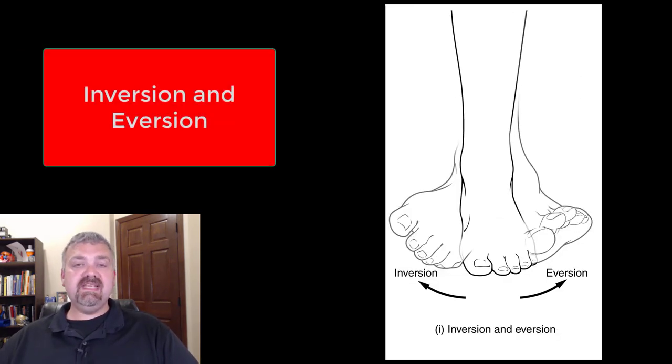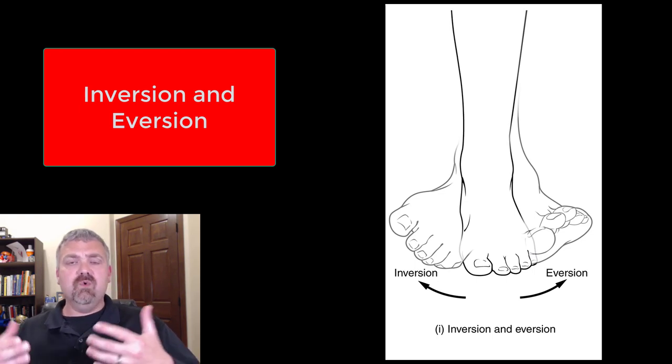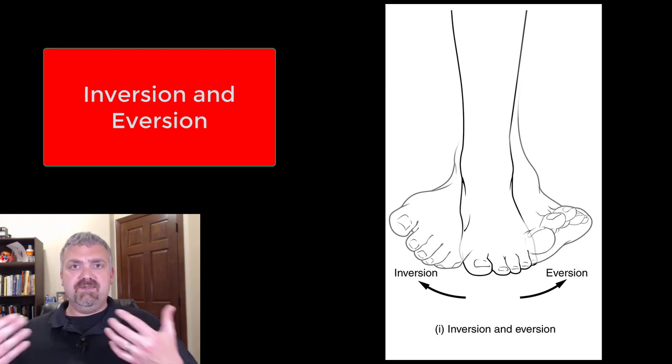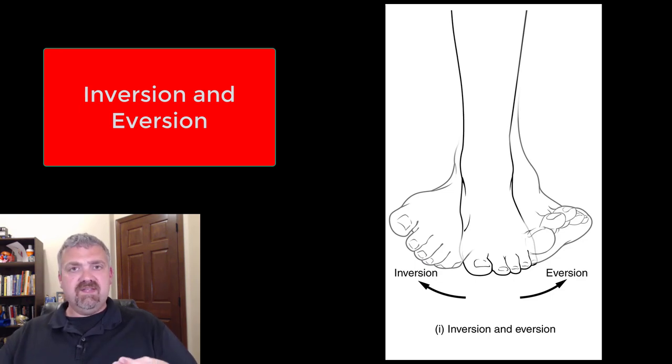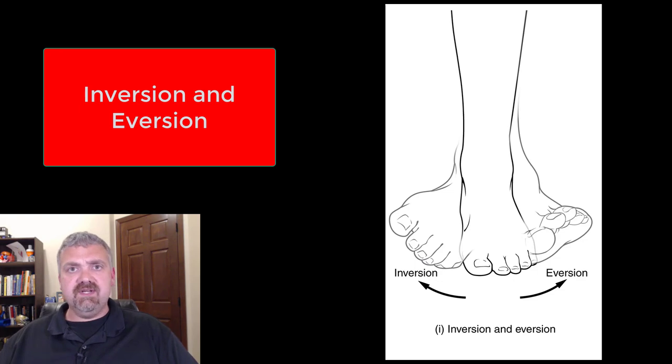Next, we have inversion and eversion. This is rolling your ankle medially or laterally. Inversion means you're turning the sole of your foot medially, in towards the mass of your body. Eversion, which is hard to do, right? If you're sitting with your legs kind of spread and your weight is on the side of your feet, that's going to be inversion. The soles of your feet are turned medially. Eversion, the soles of your feet are turned laterally. That's much more stressful. It's harder to get into that position.